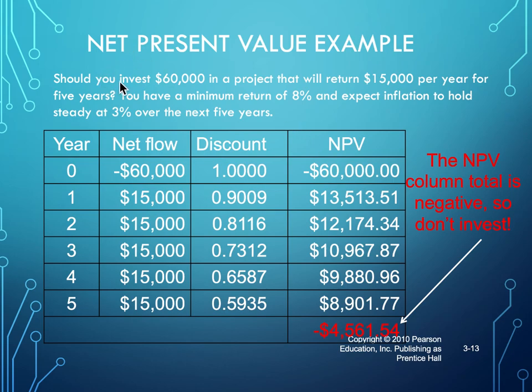See, in this case, investment of 60,000 and return is 15,000 per year. Okay, for 5 years. And you have a minimum rate of return of 8%, right? And expect inflation hold steady at 3% over the next 3 years. And you have a negative, which is not a good investment. Okay, even though these are speculation, but it's good to have these values, okay, for every project.